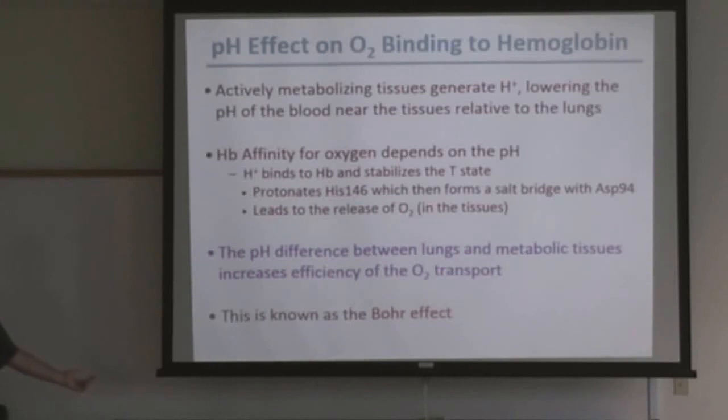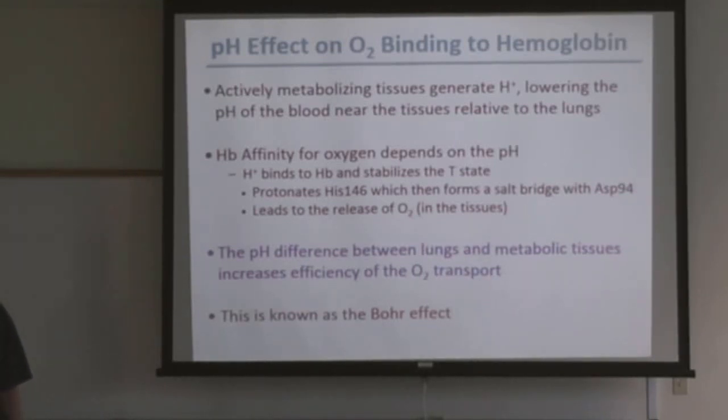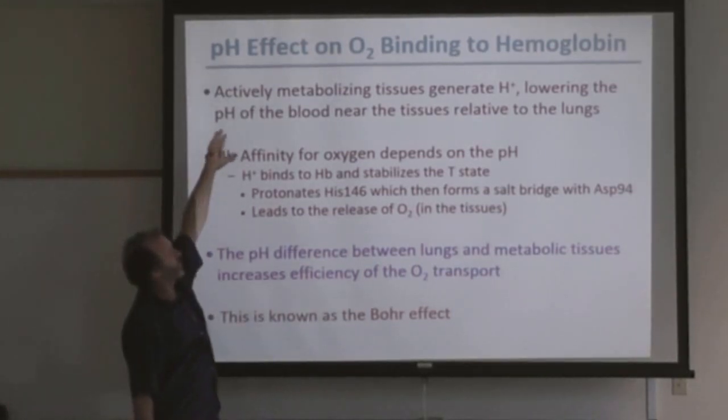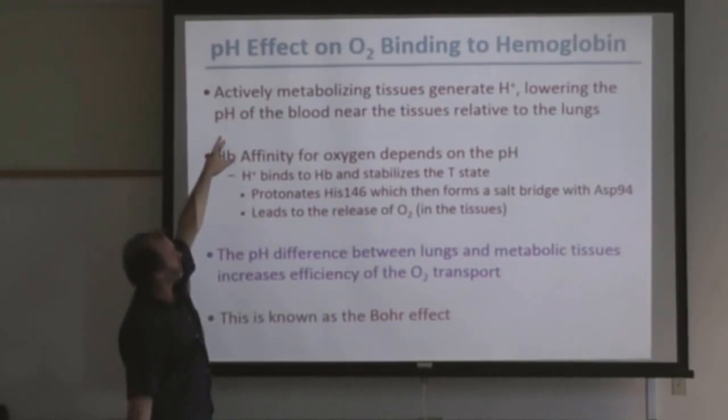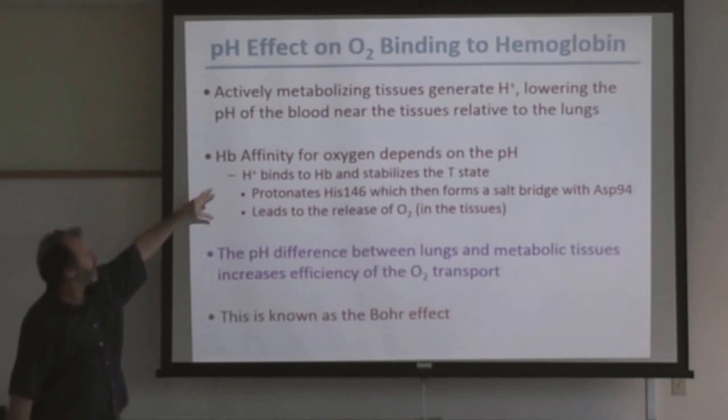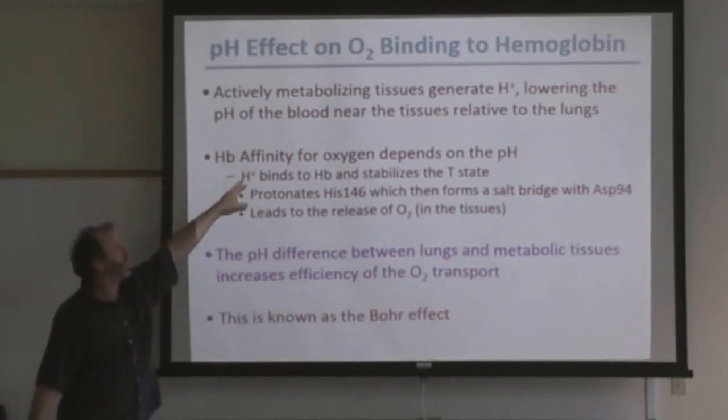Because the pH has like an increase. The pH doesn't increase in the periphery. Well, it has to do with like the H plus. Yeah, the H plus concentration increases, which causes what to happen to the pH? Yeah. So you have more hydrogen ions due to metabolism. So the pH is lowered in the periphery versus the lungs. And then the hemoglobin affinity for oxygen depends on the pH.